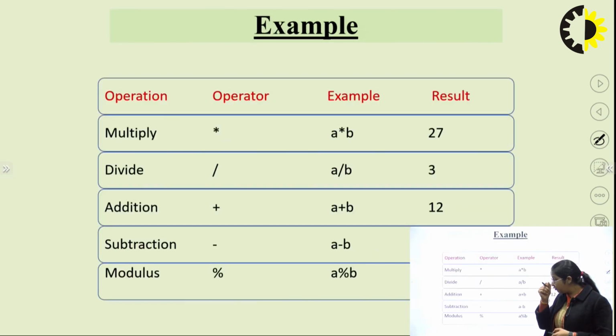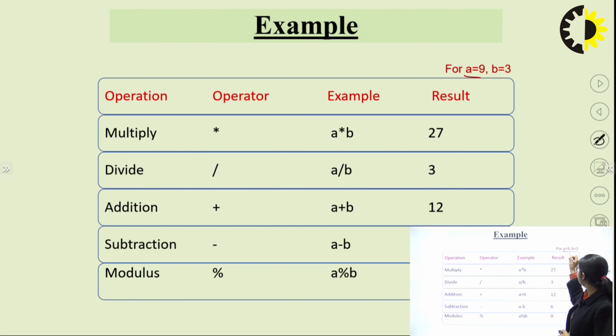Let's see the examples of all these one by one. Suppose we take a multiply b, where we take a value 9 and b value 3.